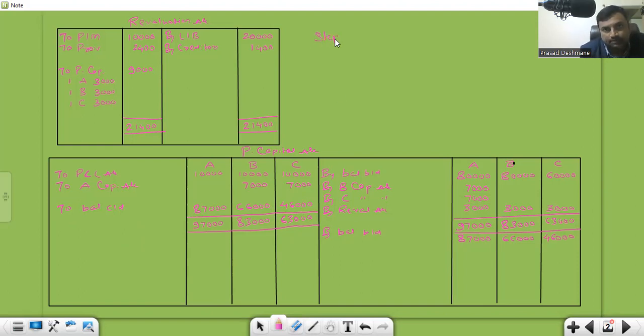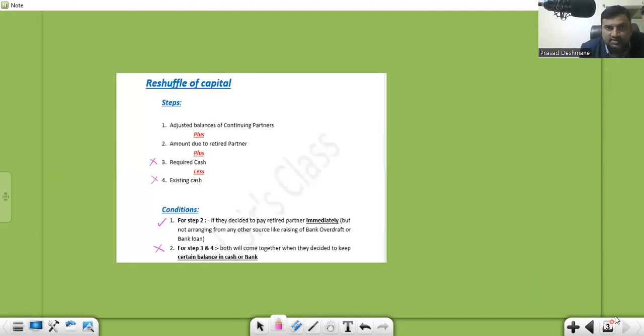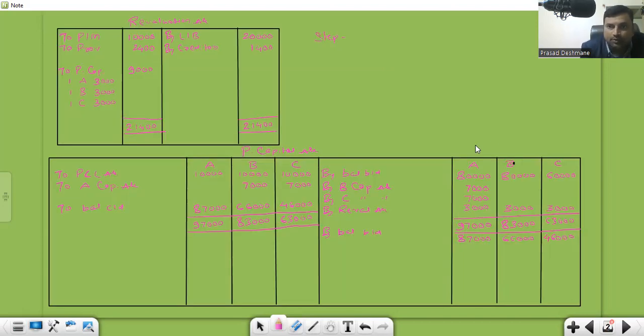Now, step 1. What is step 1? I'll just show you once. Step 1 is the adjusted balance of continuing partners. Who are continuing? B is continuing and C is continuing. So what are the adjusted balances we got? 66,000 for B and 46,000 for C. So step 1 is 66,000 plus 46,000, which is 1,12,000.